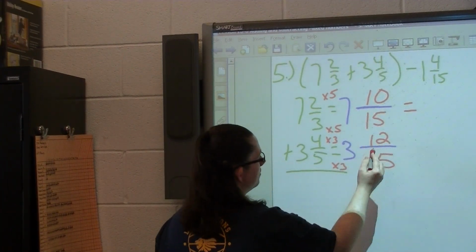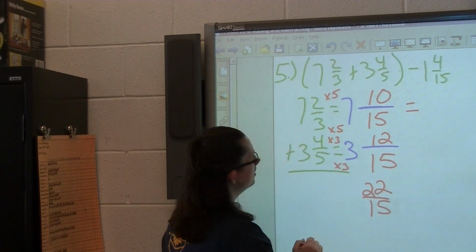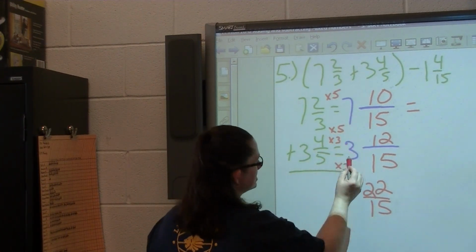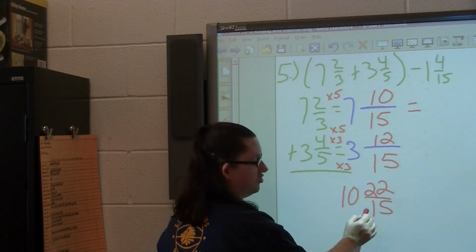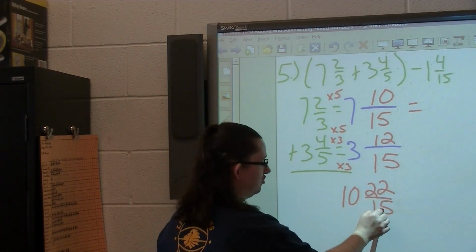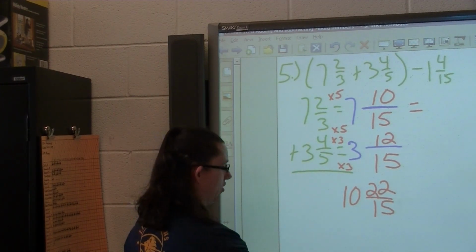What is 10 plus 12? 22 15ths. Good. And what is 7 plus 3? 10. Good. So now we have 10 and 22 15ths. What do we know about 22 15ths? It's what? Good. It's an improper fraction. So we're going to need to go and divide that now.